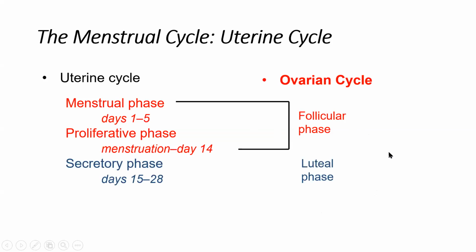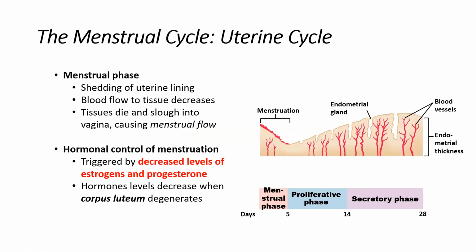So let's look at the events of the uterine cycle that are taking place. So the first phase is called the menstrual phase of the uterine cycle. It's the shedding off of the uterine lining, decreasing blood flow, decreasing the size of the glands, and the sloughing off of the endometrial lining through the vagina, which we know to be the menstrual flow.